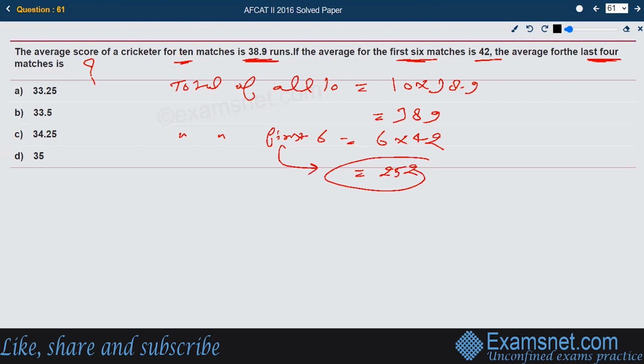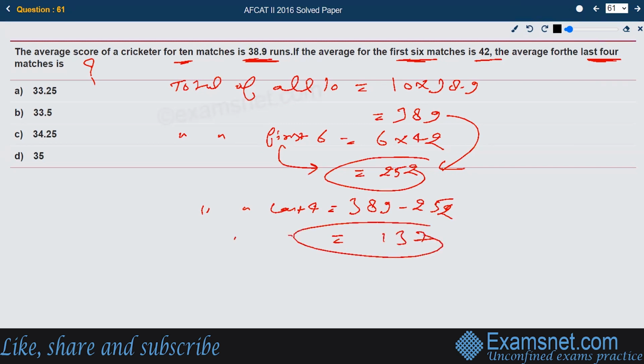Now he's asking for the total of the last 4 matches. Obviously, the total of the last 4 matches would be the difference between 389 and 252, because the ultimate total is 389. So that is simply going to be 389 minus 252. This will be the total of the last 4 matches. If you solve this, it is going to be 137. Then what should be the average of the last 4 matches? The average is always total divided by the total number of observations. So that is 137 divided by 4, which gives you a value of 34.25. So that is going to be the right answer, option number C.